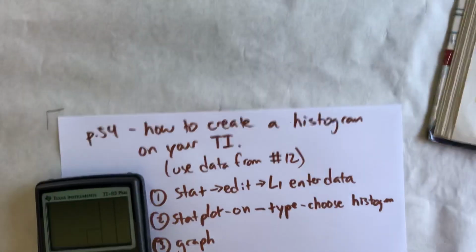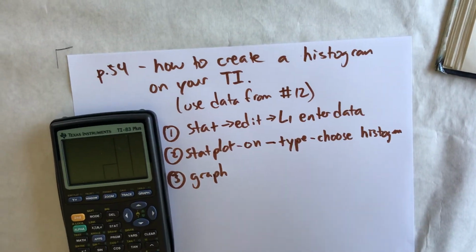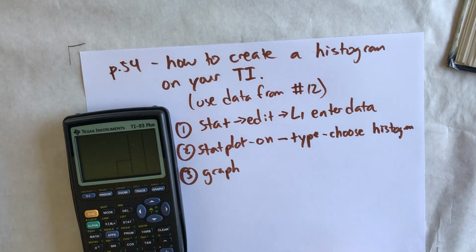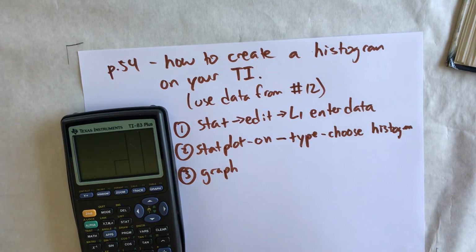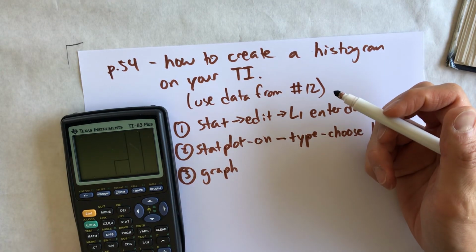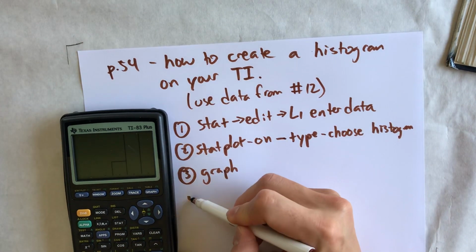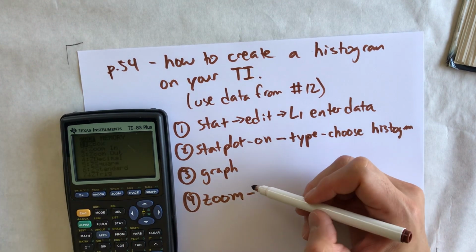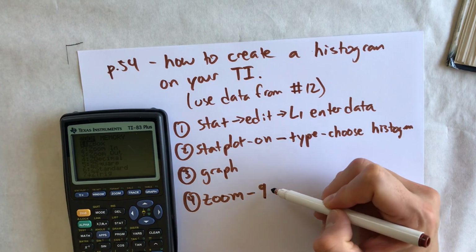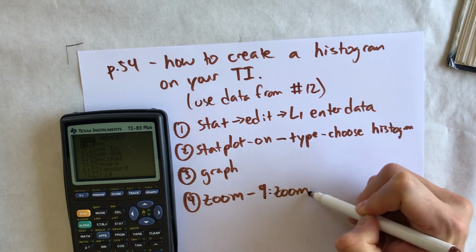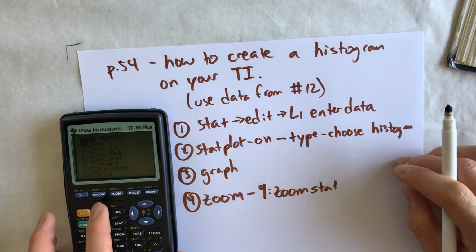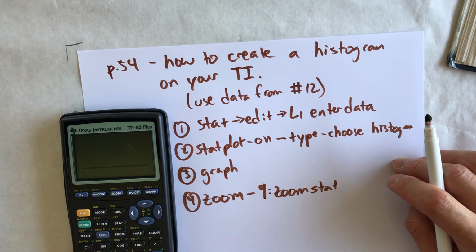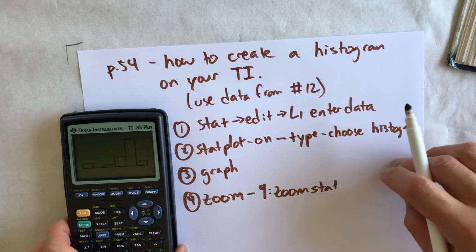At this point, you may see a histogram, you may not. If you don't see it, you want to hit zoom and then go to the 9th option, which is zoom stat, and that's going to make it fit in your window. You can scroll down to 9, or you can just hit the 9. I'm just going to hit the 9. So now you should be able to see your histogram.